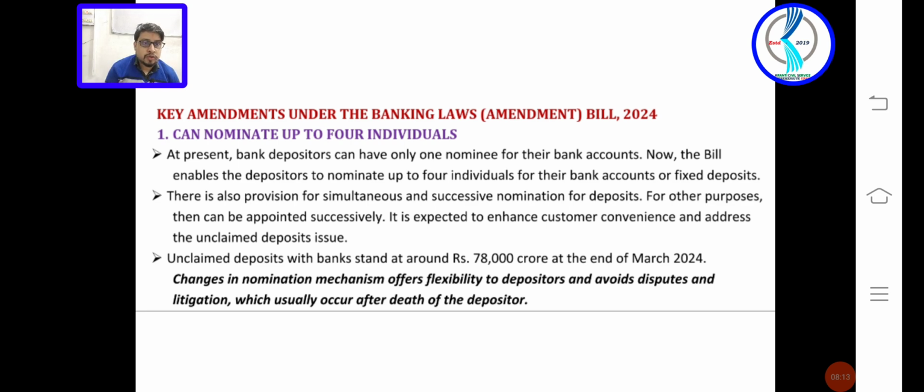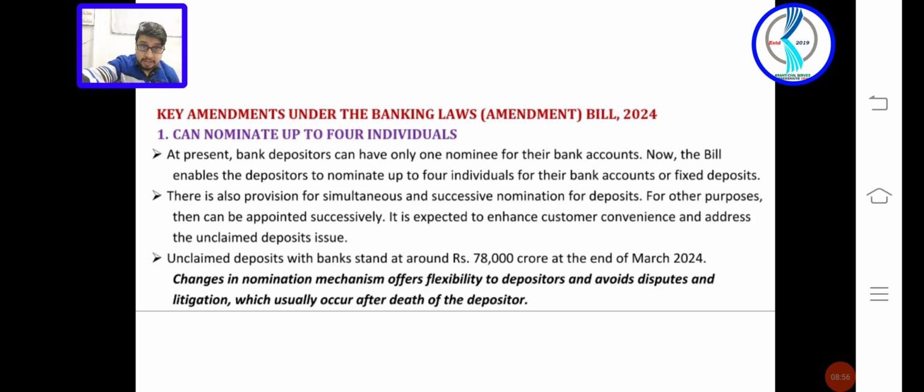It is expected to enhance customer convenience and address the unclaimed deposit issues. Because till now, if anyone does not come forward to claim the money for 7 years, then the money goes to the dedicated fund. But this time, if there is a concept of 4 nominees, automatically 1 will come. At the same time, we are seeing problems like if I nominate a member who is not my blood relation, and I die, then my blood relation members come and claim. So lots of pending cases and litigation are happening in the lower courts. In order to reduce the litigation also, the central government wants to bring such a change.